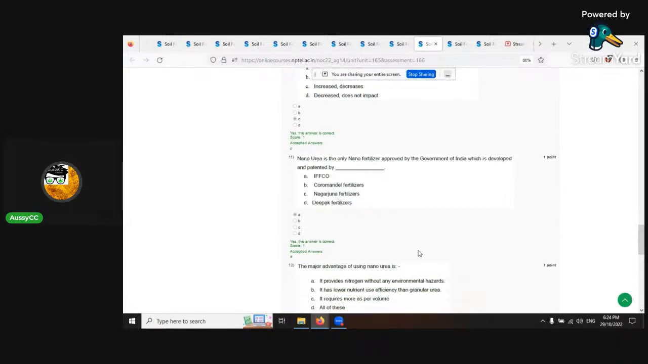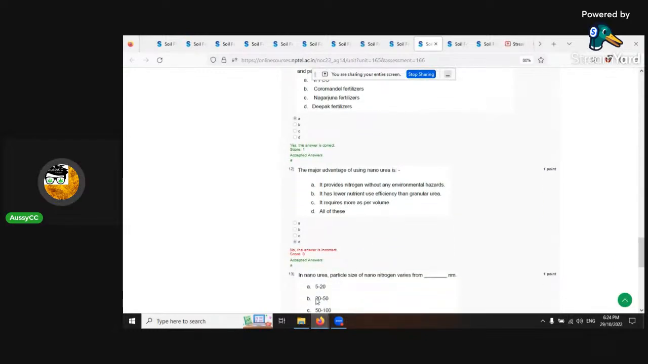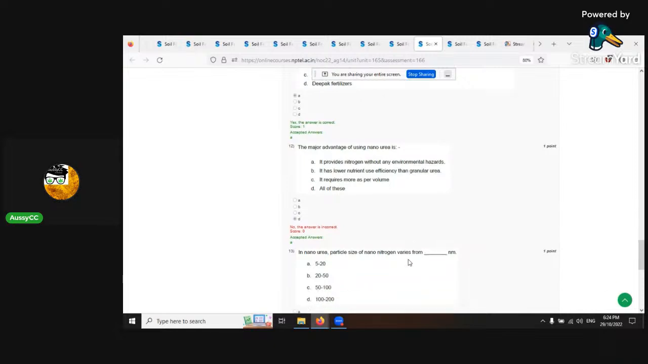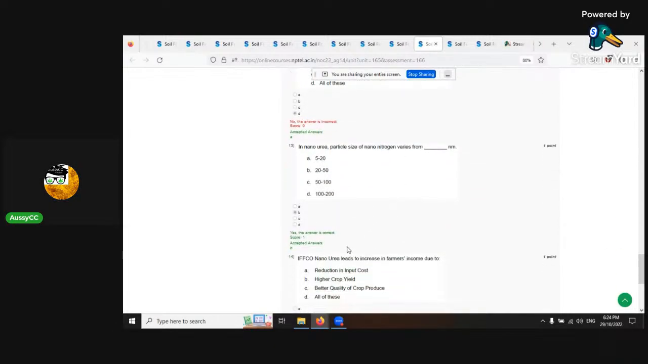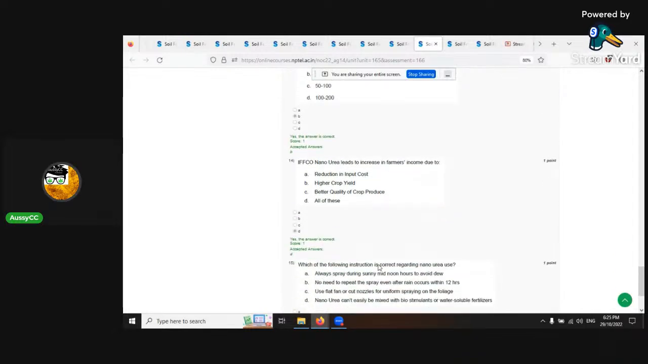The major advantages of nano urea are, I was just going on about it, all of them. It's just brilliant. Small too, 20 to 50 nanometers. IFFCO nano urea leads to increased farmer's income. It helps with everything. Look, it just helps with everything. Which of the following statements are correct regarding nano urea? You want to use a flax seed.